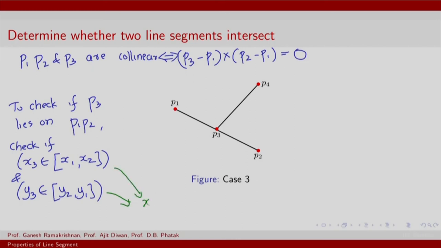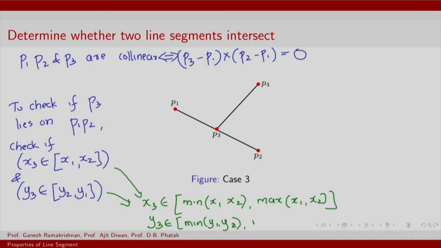what you require is that x3 lies in the closed interval min of x1, x2, max of x1, x2. And y3 should also lie in this closed interval min of y1, y2, max of y1, y2. If this is not the case, it could mean that p3 is indeed collinear, but it does not lie on the line segment.